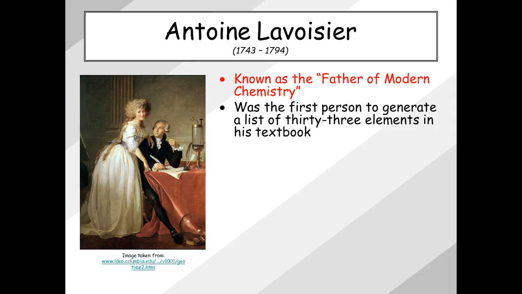He was the first person to generate a list of 33 elements, and he made a textbook. He was also wealthy, so he had some privilege, but he used it to further scientific progress, and we can thank him for that. He had hundreds of people working for him who conducted experiments and really paved the way for scientific experimenting back in the 1800s.